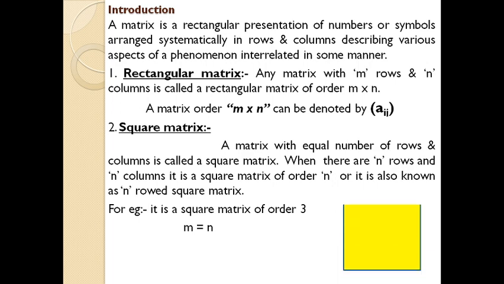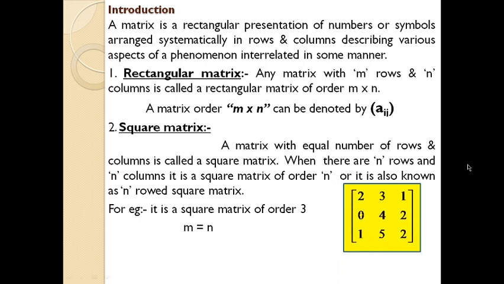Here, there is a matrix. See, it has 3 rows and 3 columns. So it is a square matrix, because whenever m is equal to n, that is when its rows are equal to columns, it is known as a square matrix. This matrix is a square matrix of order 3. So instead of writing 3 into 3, meaning 3 rows and 3 columns, when m and n are equal, it can be said to be a matrix of order 3.